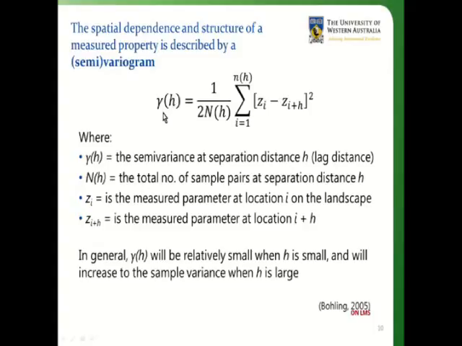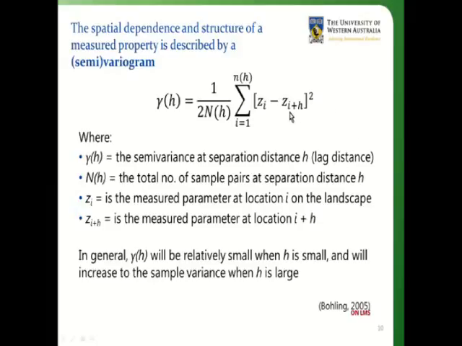Well, what it's telling us is that the variance between points at a certain distance is dependent on the total number of points that we have at that separation distance. So if you can imagine a grid of points across a landscape, some are 100 metres apart, and you can identify a whole range of pairs of points being 100 metres apart. We can identify a different range of pairs of points being 200 metres apart, and so on.